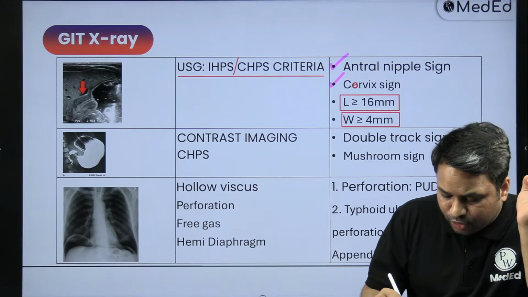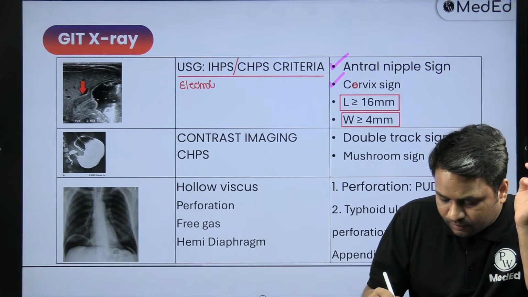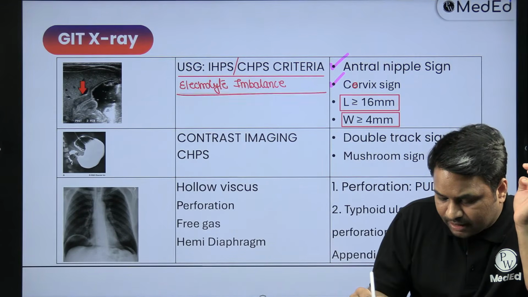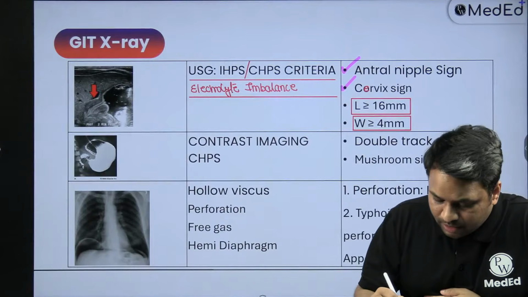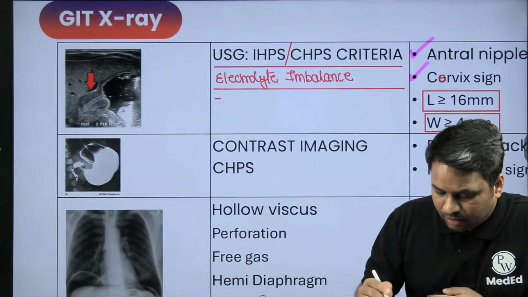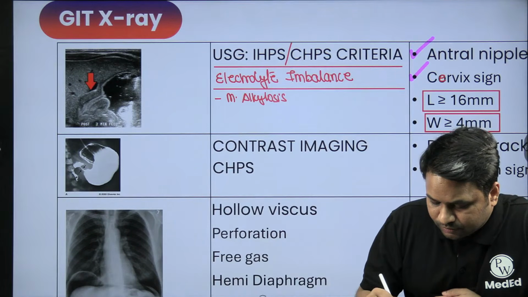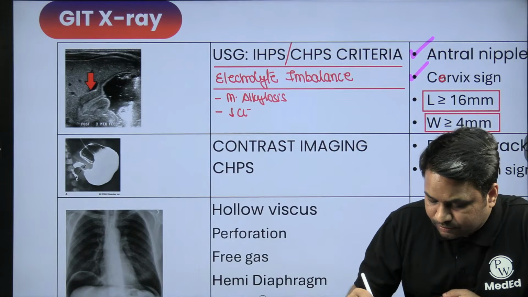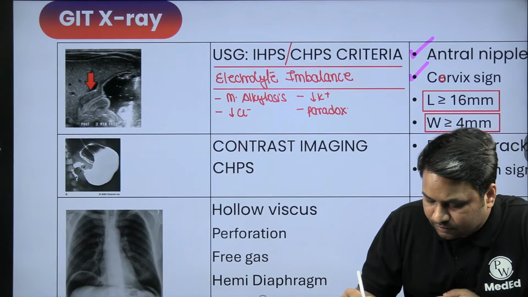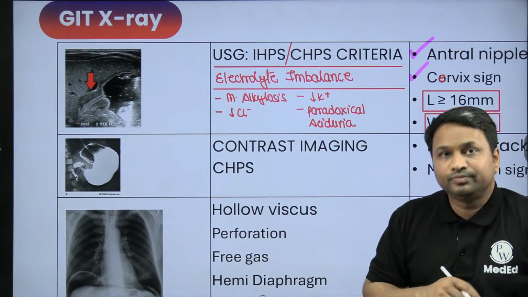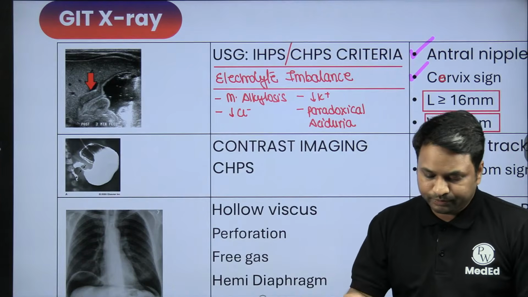Again, one thing, the electrolyte imbalance. What is the electrolyte imbalance that you're going to see here? Number one, this is metabolic alkalosis with hypochloremia, hypokalemia, and paradoxical aciduria.